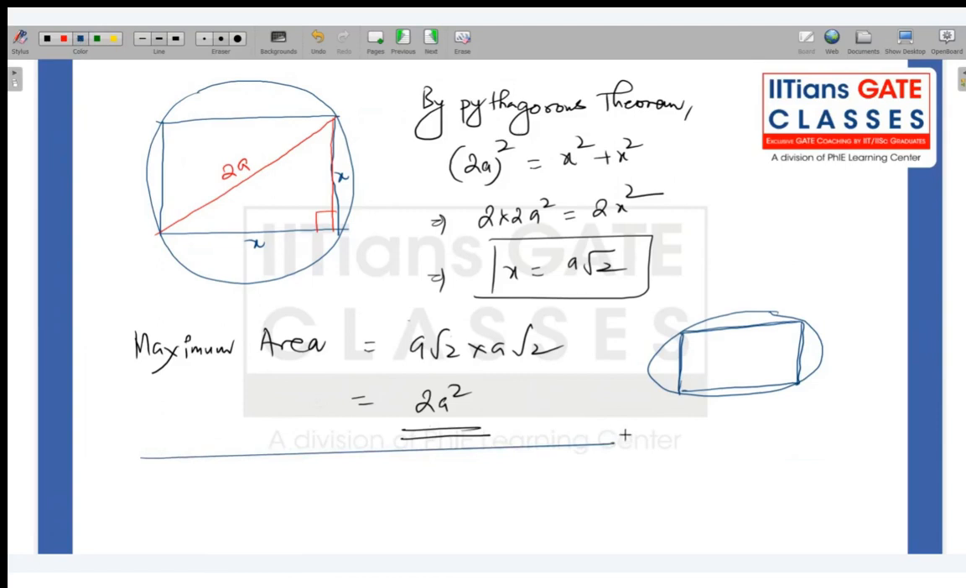So the required area is basically pi a square minus 2a square, right? So area means product of two lengths, okay? Product of two lengths, yes. So can we go to the next question?